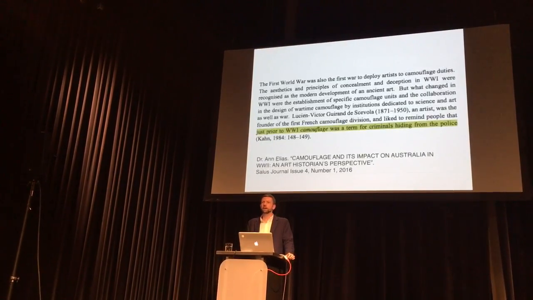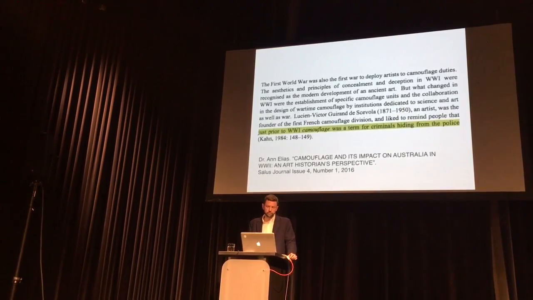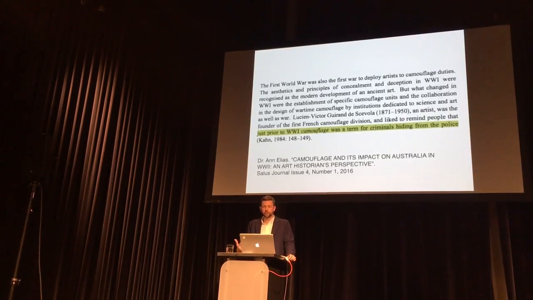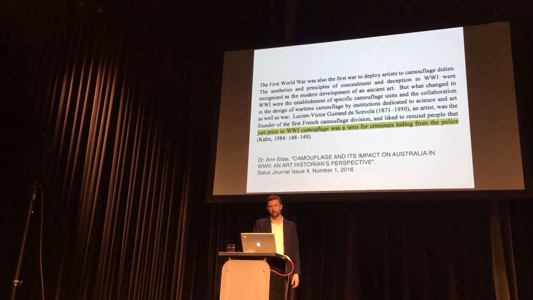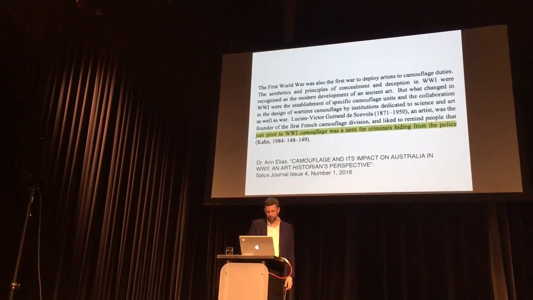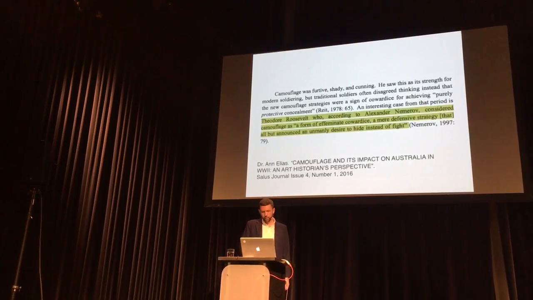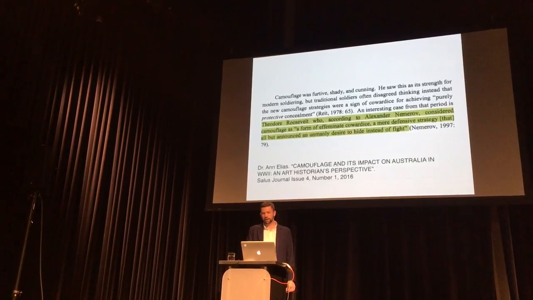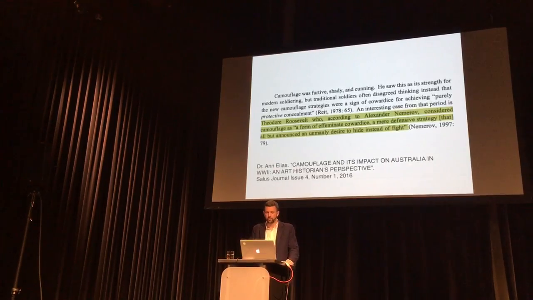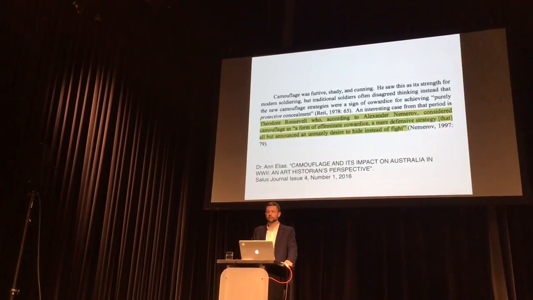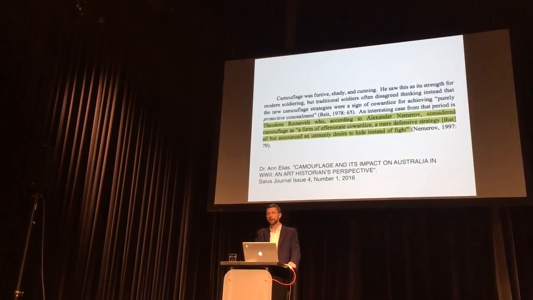this idea that camouflage used to be a not very cool thing. In fact, it used to be what you would call a criminal. Camouflage was a term for criminals hiding from the police. And that was a long time ago, in the early 1900s. But it was Theodore Roosevelt who considered camouflage as an effeminate form of cowardice, a mere defensive strategy that all but announced an unmanly desire to hide instead of fight.